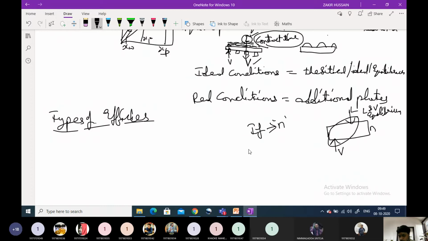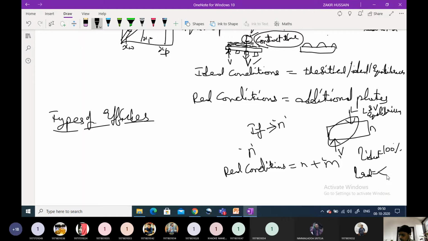In the ideal conditions, for example, we take n number of plates, but in the real conditions, we take n plus some m plates. Some plates additionally we will add. Why will we add these additional plates? Because every plate's efficiency will be different. Ideal plates will operate with 100% efficiency, but real plates will always have less than 100% efficiency. Usually the efficiency will be around 60%. The highest efficiency for a real plate is about 60%.